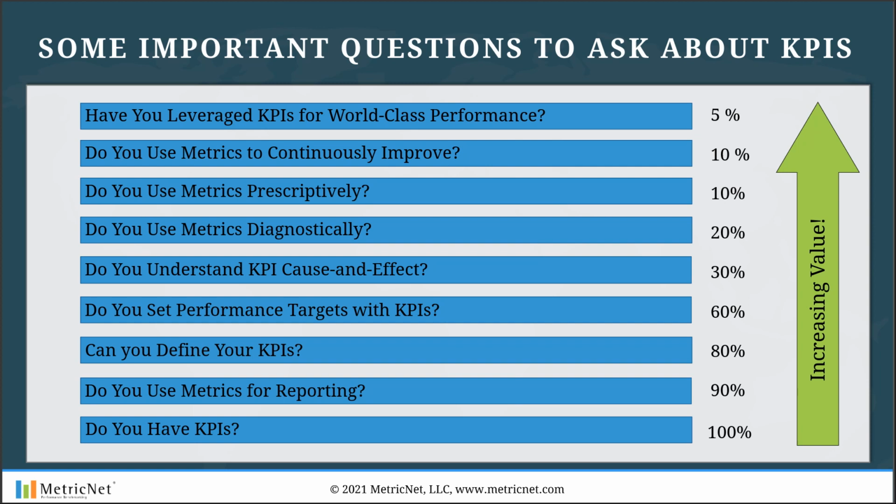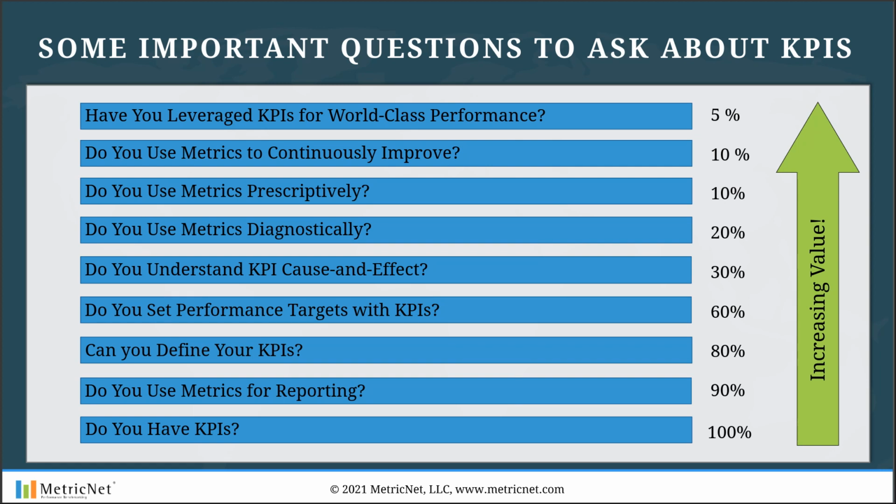Now, there are 9 steps, or 9 success factors, associated with maturing the metrics for a contact center. So you can ask yourself the following questions. Do you have KPIs, metrics? That's the very first, at the bottom of our hierarchy here. Secondly, are you using metrics for reporting? Only about 90% of contact centers use their metrics for reporting, which I find somewhat astonishing. If you have metrics, what good are they unless you use them to report on performance?